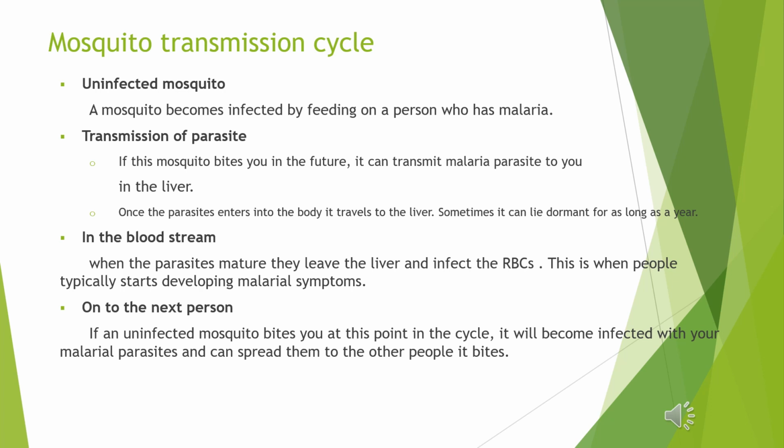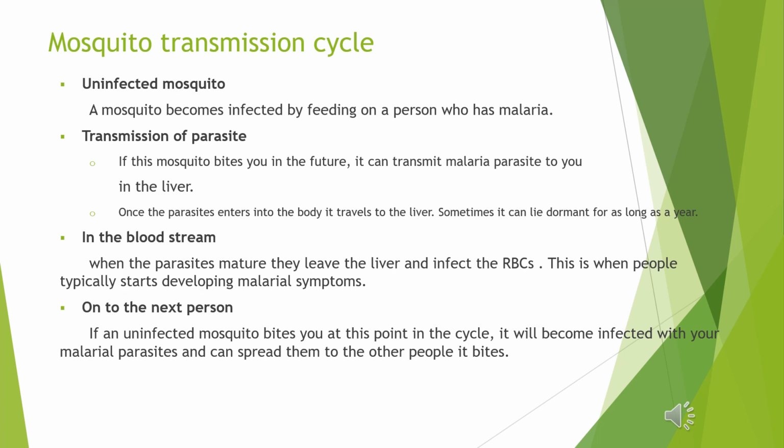Mosquito transmission cycle. How does it get transmitted? A mosquito becomes infected by feeding on a person who has malaria. If this mosquito bites you in the future, it can transmit the malarial parasite to you. Once the parasite enters the body, it travels to the liver. Sometimes it can lie dormant for as long as a year.